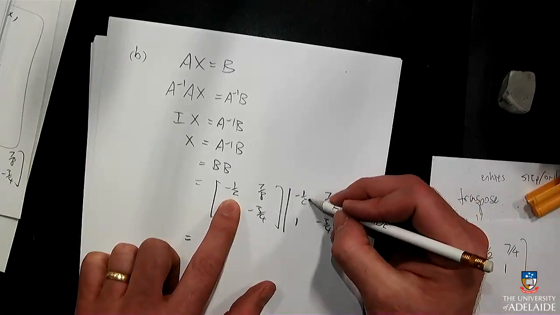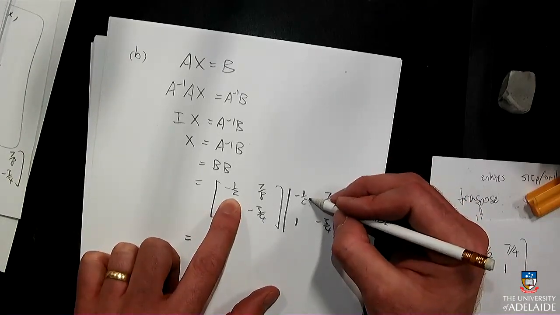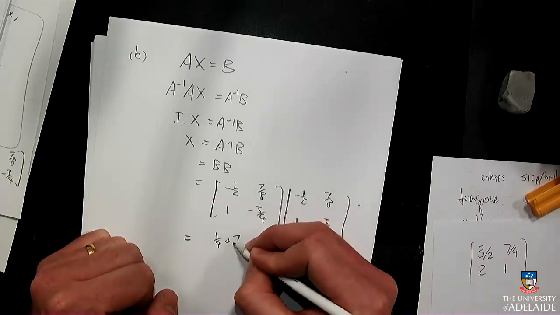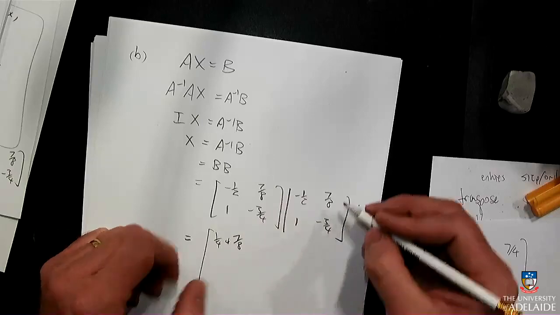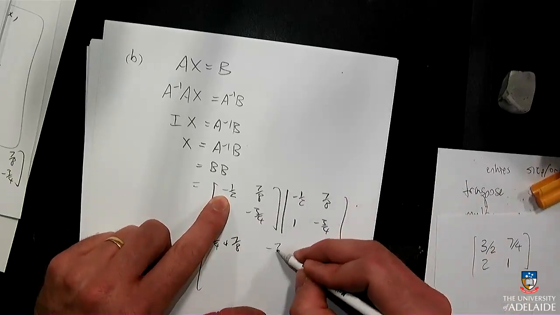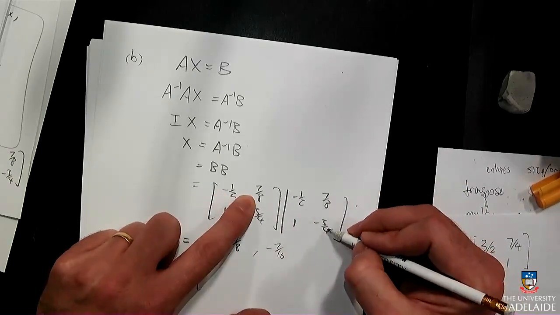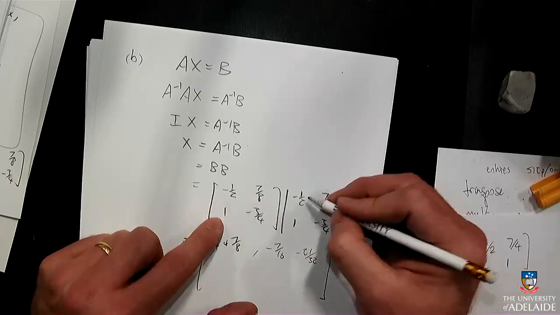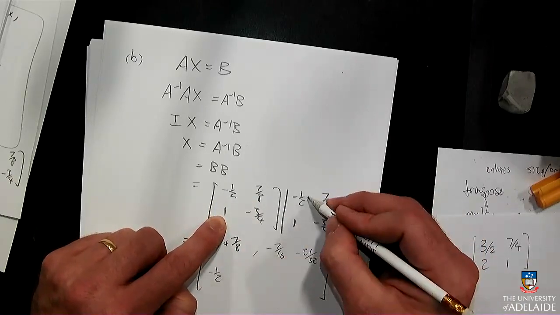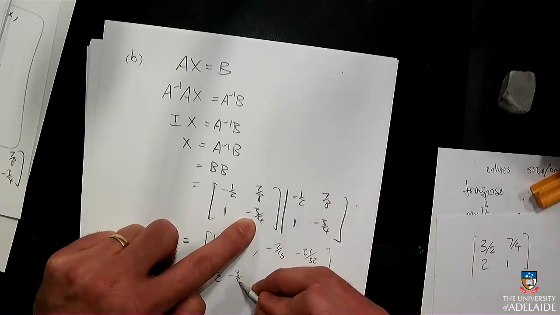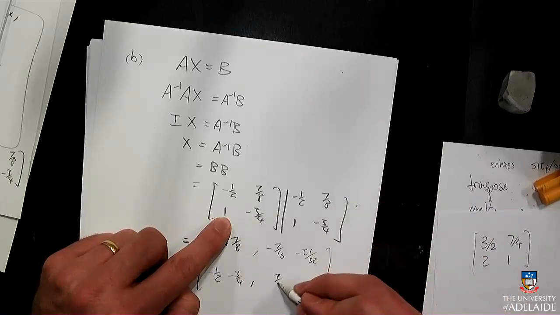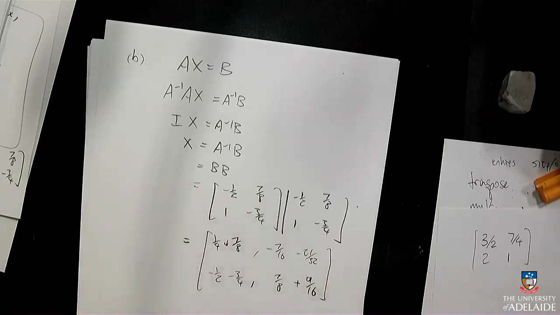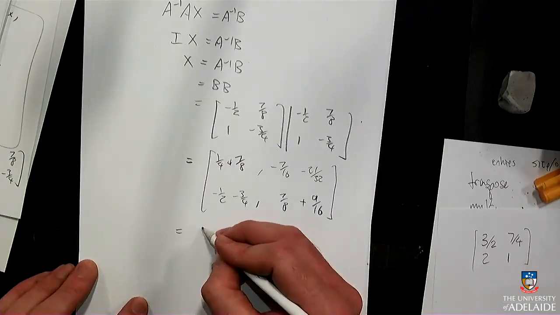So minus a half times minus a half is a quarter plus 7/8. I'm just going to write that down because I don't feel like doing that fraction stuff in my head. That's minus 7/16 and minus 21 over 32. Fabulous. Minus a half, minus 3/4, 7/8, minus, so 9/16. So whatever all of that is the answer.